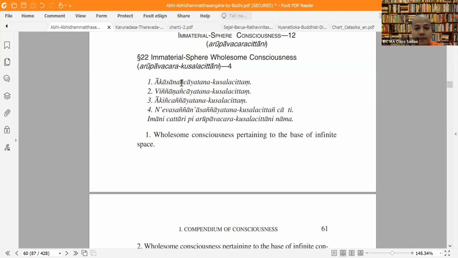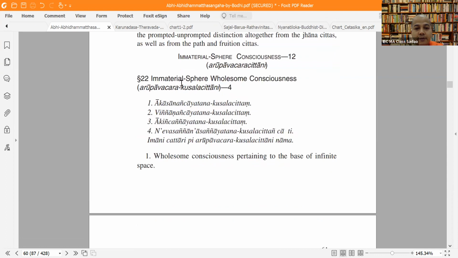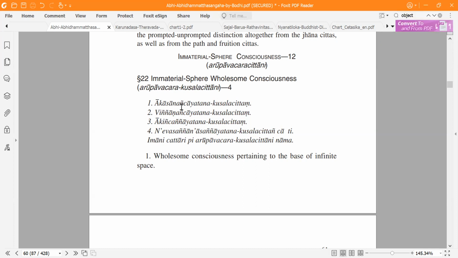For the first one, the object can be the same as the object of the fifth rupa jhana, right? So this is a kind of necessary development after the rupa jhanas. If you do not develop rupa jhanas, you are not going to develop arupa jhanas. So the development of arupa jhanas comes after one experiences the rupa jhanas. After you complete your attainment of the fifth rupa jhana, only then are you able to develop the first arupa jhana.